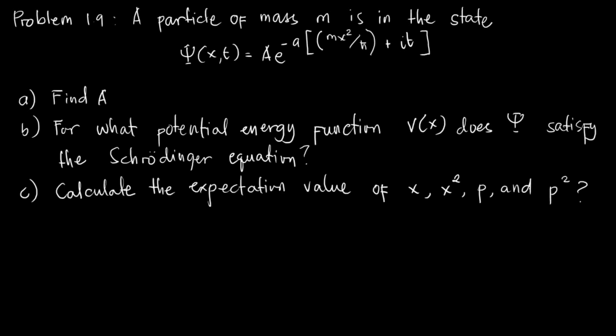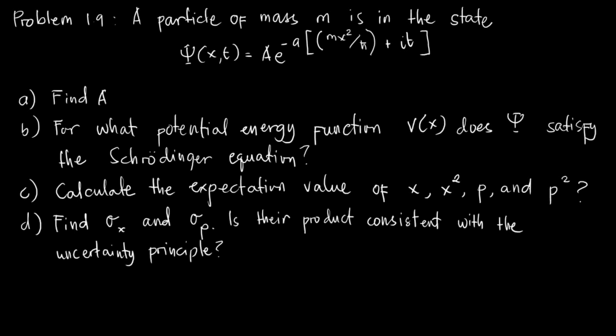Part C. Calculate the expectation value of x, x squared, p, and p squared. And Part D. Find the standard deviation in position, sigma sub x, and the standard deviation in momentum, sigma sub p. Is their product consistent with the uncertainty principle?